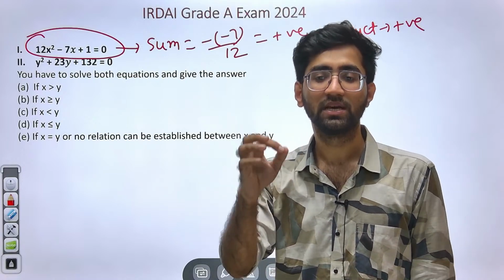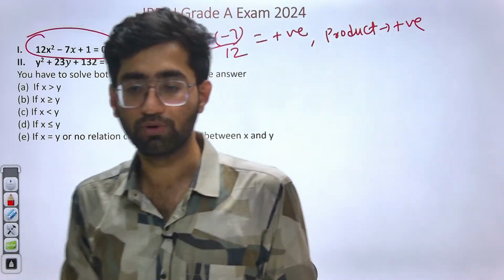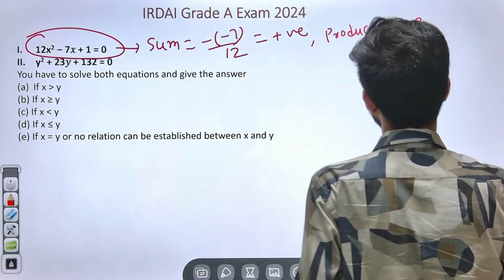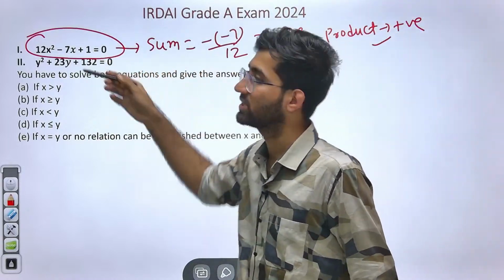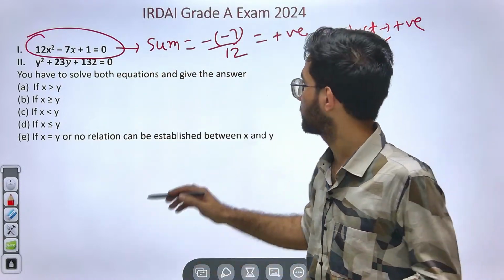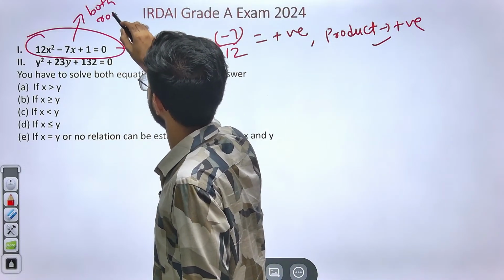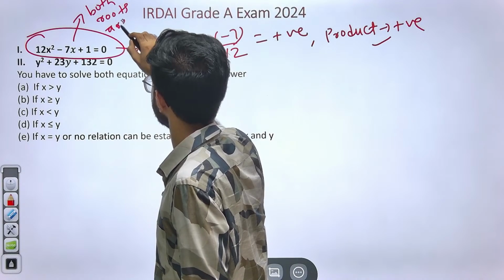That means if you see that the sum of the roots is positive, and if you look at the product of the roots, that is 1 by 12, so the product of the roots is positive. So basically both roots are positive. Both roots of this quadratic equation are positive.